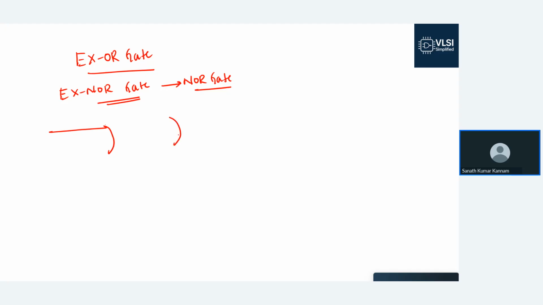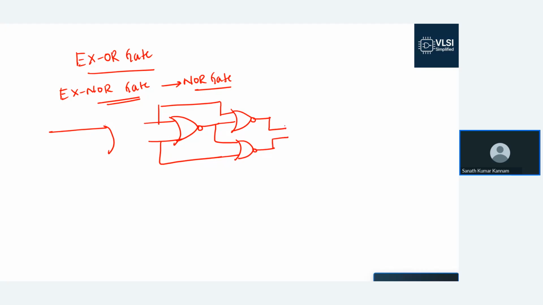Here, one NAND gate. So two inputs are there, and this input you take out and give to one NOR gate. And one more input to take out, and this is given to one more NOR gate. And this output is given to one more NOR gate.